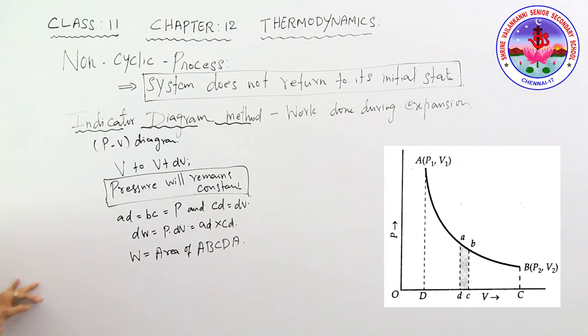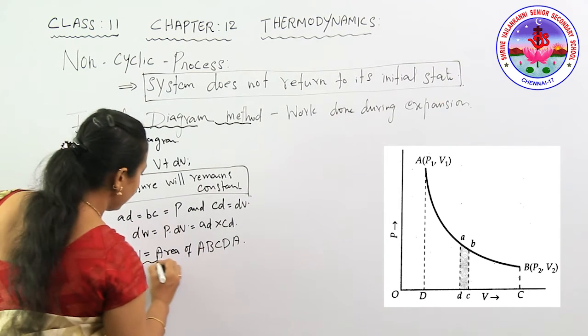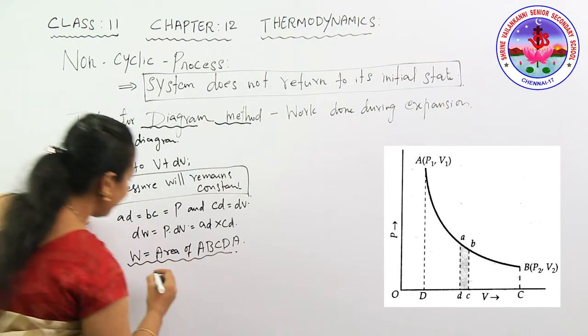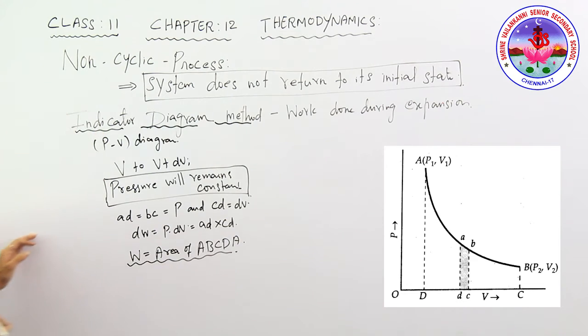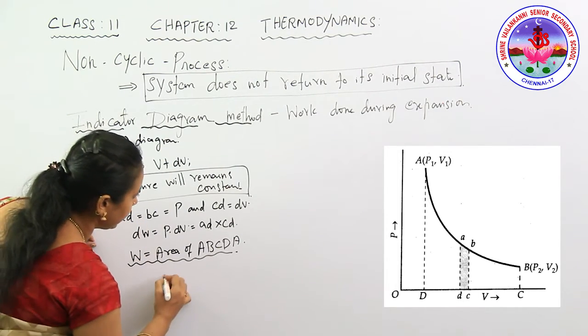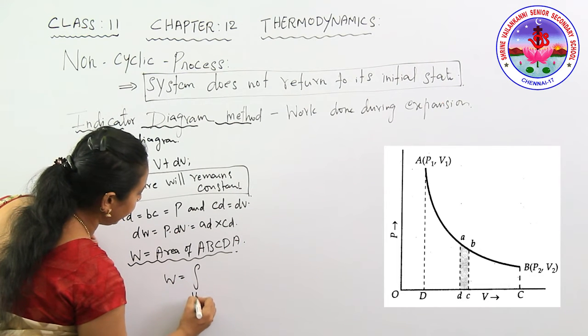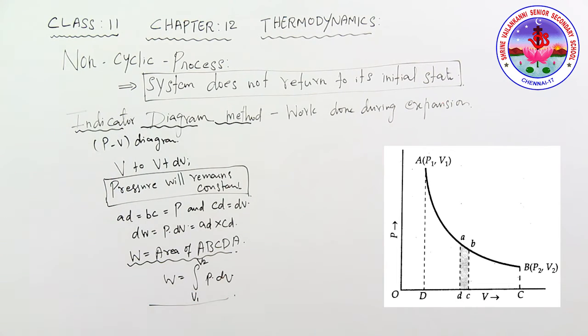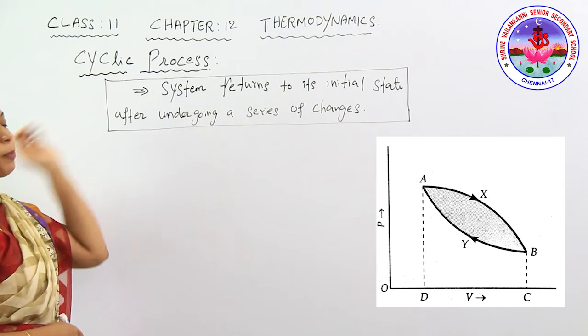Right? See the nature? So we can take the work done as equal to the area of A, B, C, D, A. As we analyzed already about the work done during the expansion, from that we can conclude for the indicator diagram of PV that W is equal to what? The integration from V1 to V2 of P dV. Got it, children? So from this you may know about the area which is enclosed between the PV diagram and the volume axis.